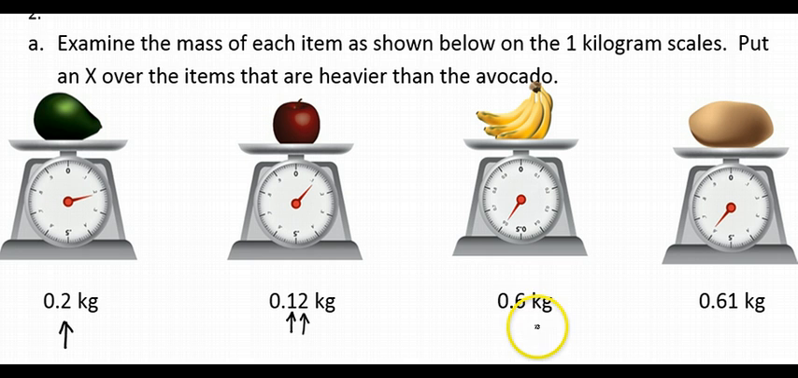Moving to the bananas, they weigh 6/10 of a kilogram. That's more than 2/10 of a kilogram, so we'll put an X over the bananas. And the last one is a potato, and it weighs 6/10 and 1/100 of a kilogram. And again, because of that 6/10 being more than the 2/10, we'll put an X over the potato because it is heavier than the avocado.